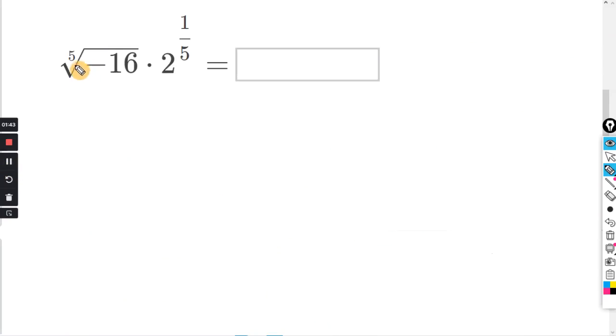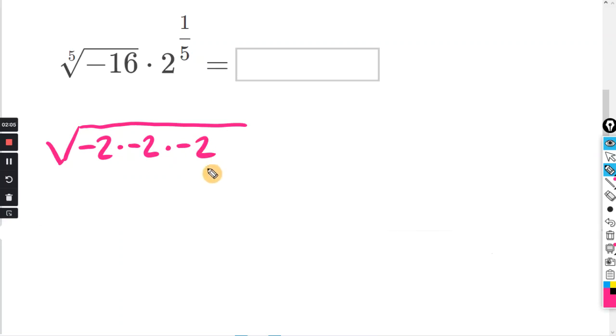Okay, here we have the fifth root of -16 times 2 to the 1/5. Well, let's see, if you multiply -2 5 times, -2 times -2 times -2 times -2 times -2. Let's see what happens here. 2 times 2 is 4, times 2 is 8, times 2 is 16. Okay, let me see. Okay, I have a better idea.